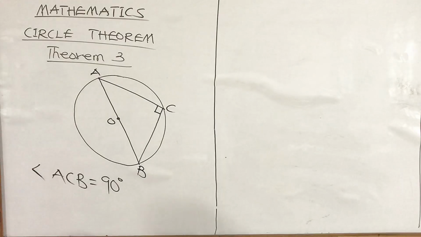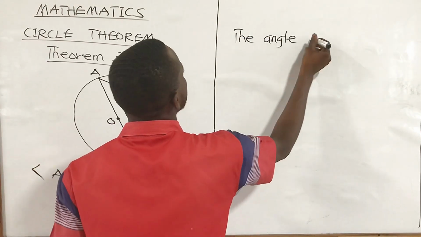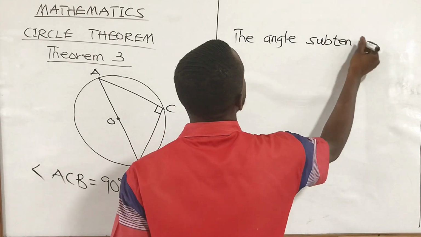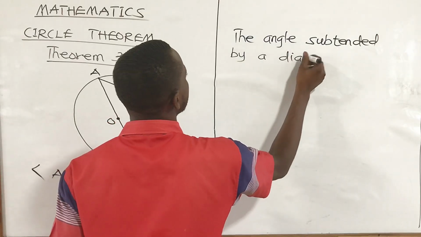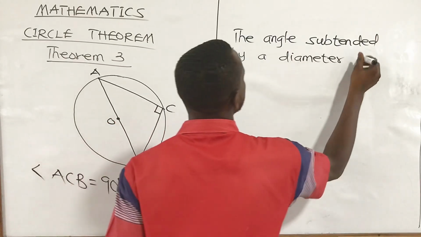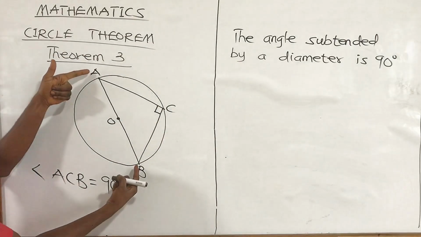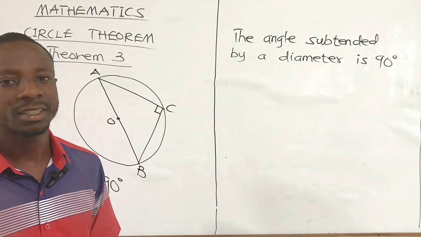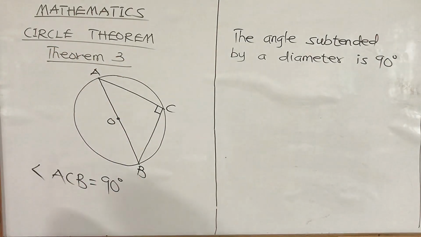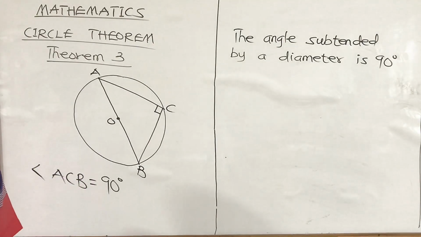And this is the reason. The angle subtended by a diameter is 90 degrees. So this is all about theorem 3. Very, very simple. So now let's look at a very simple example quickly.